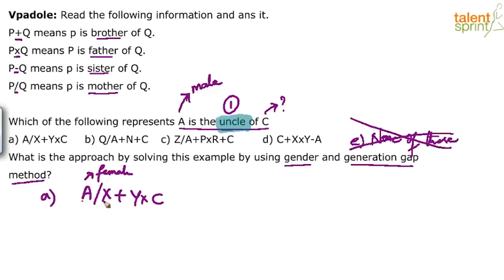The moment you know A is the mother of X, whatever be the relationship between A and C, the generation gap between A and C, A is a female person and we know that A has to be male. So option 1 gets eliminated. Option 1 cannot be the answer, because according to option 1, A is female.